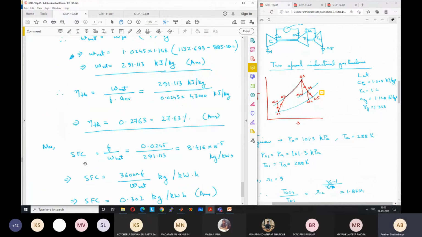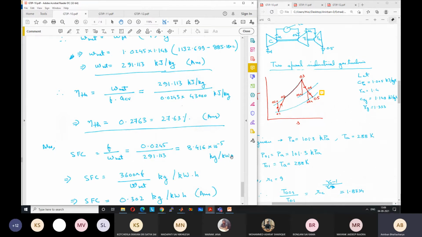So finally, specific fuel consumption. By definition, if you remember, it is the fuel consumption per unit power output. Which is m dot f by capital W net, which is also equal to small f by small w net. So 0.0245 by 291.113. What will be the unit? f does not have any unit. w net will have kilojoule per kg, right? So the unit is kg per kilojoule, or we can write this as kg per kilowatt second. So this comes out to be 8.416 into 10 to the power minus 5 kg per kilowatt second.